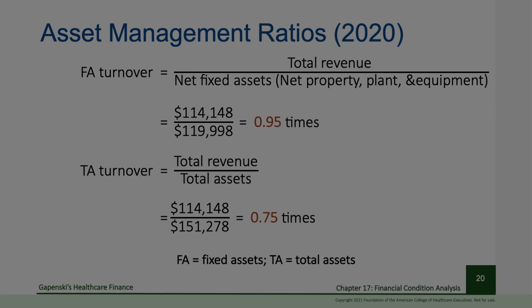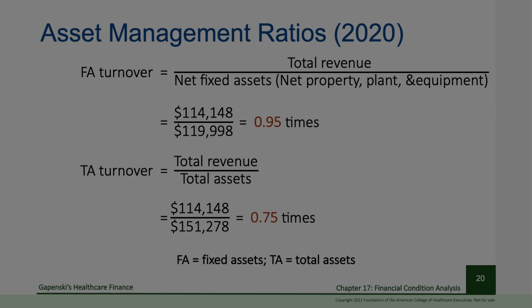So the fixed assets turnover measures the utilization of property and equipment, and it is calculated as total revenue divided by net fixed assets, and net fixed assets include net property, plant, and equipment. So that is 0.95 times, which means that each dollar of fixed assets generated 0.95 in total revenue. And total assets turnover measures the utilization of all of the business assets, not just fixed assets. For Riverside, each dollar of total assets generates 75 cents in total revenue.